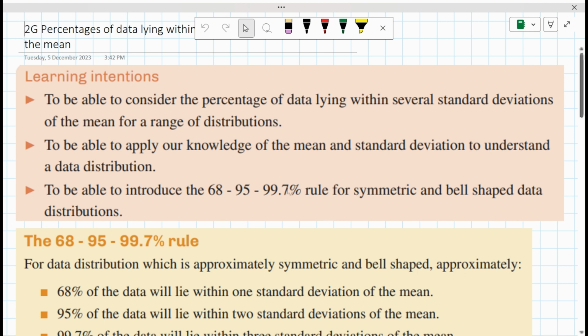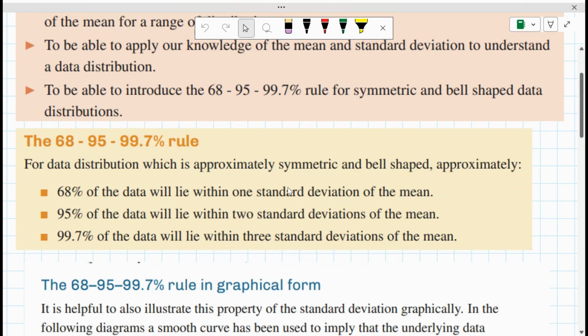So first things first, the standard deviation. It measures the spread of the data distribution about the mean, and it's defined using the number of data values, the sample size, and the mean. 68% of the data will lie within one standard deviation of the mean.